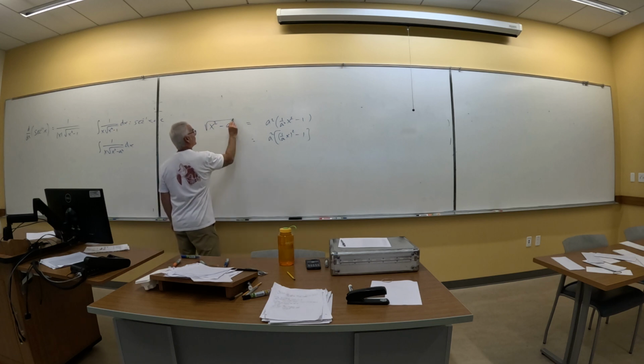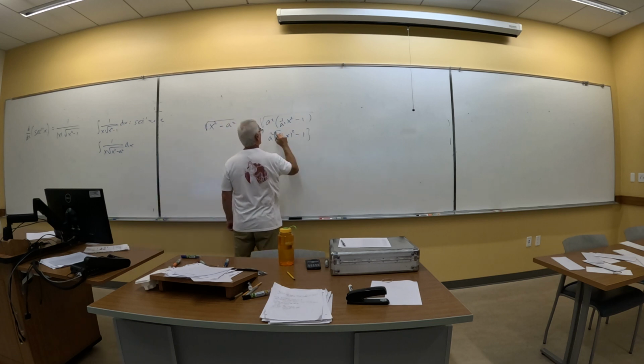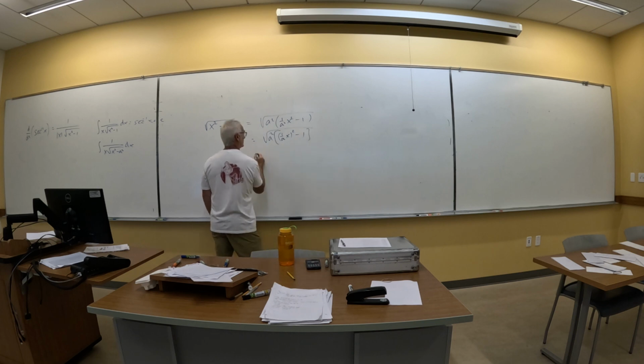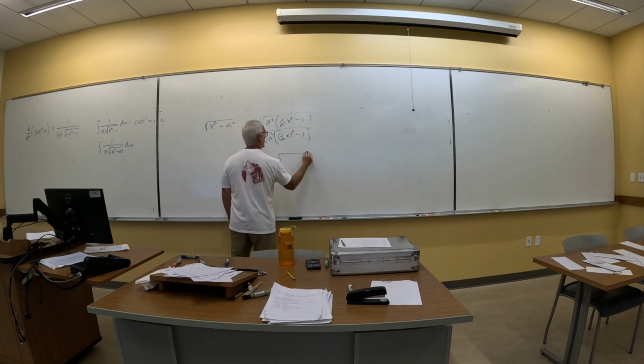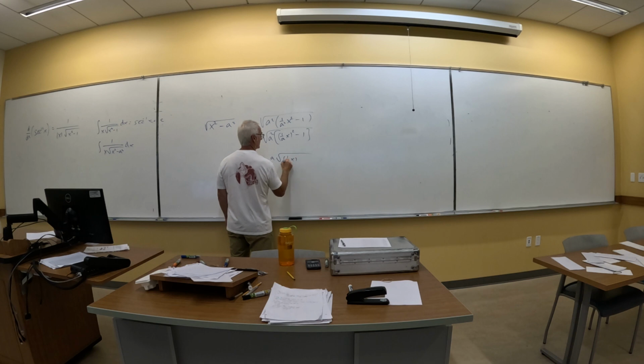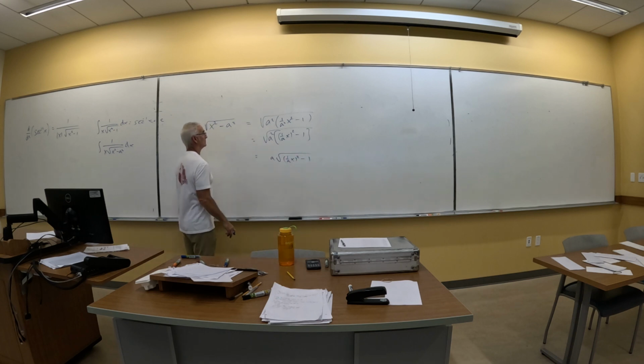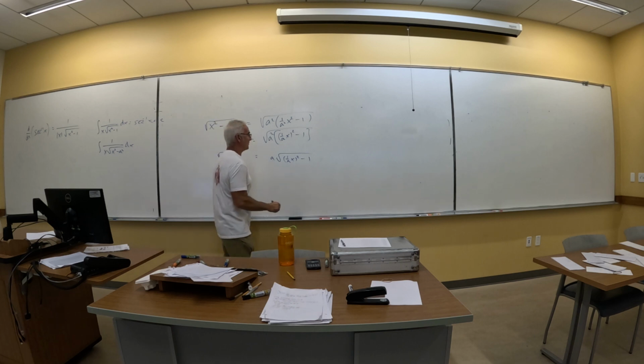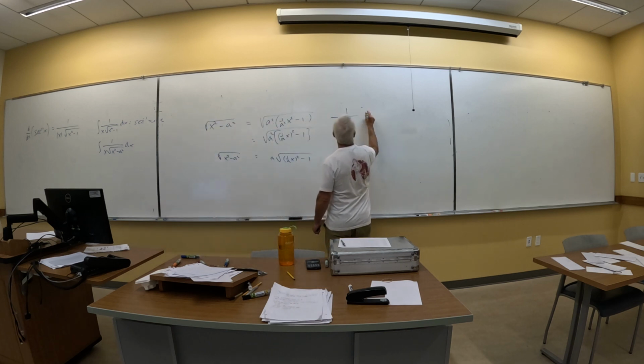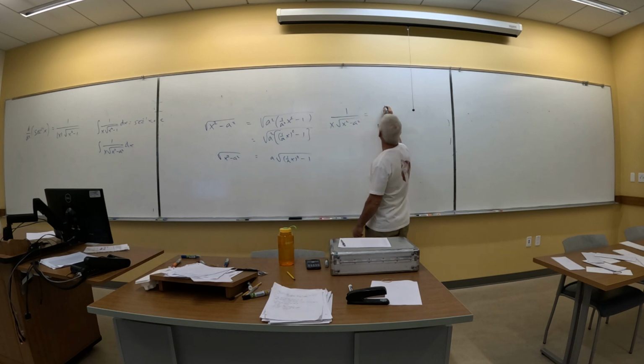Now if I put a square root on this, that gets a square root. So now that a will come out. Okay, so let's write that. So then finally, if I have 1 over x square root of x squared minus a squared, we know that's going to be 1 over x times a times all of this stuff.